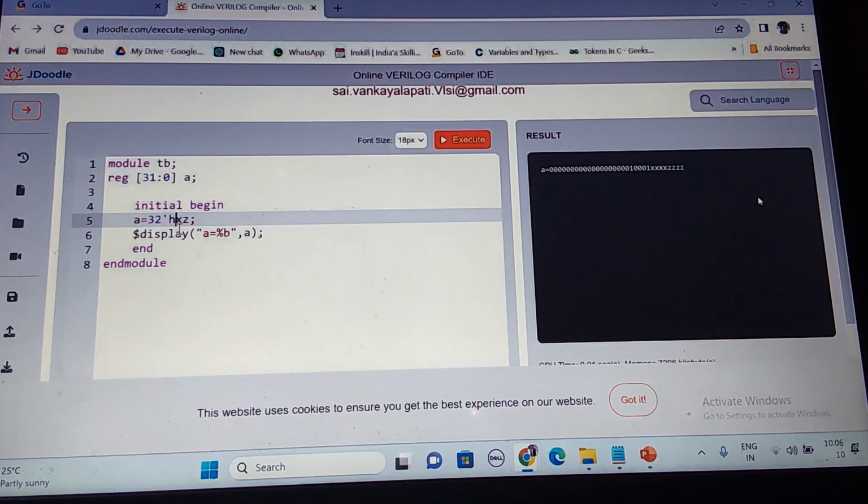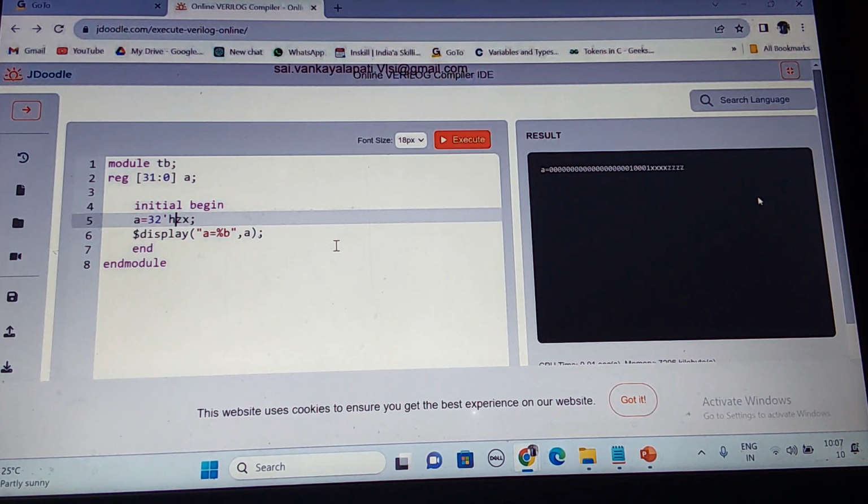If the leading digit is zero, zeros are filled. If it is X, X is filled. If it is Z, Z is filled. Only when you write 1, it will be 0, 0, 0, 1 in binary, and the rest of the bits will be filled with what? Zeros. So when you use 0, X, or Z, the rest of the bits are filled accordingly: zeros if it is 0.